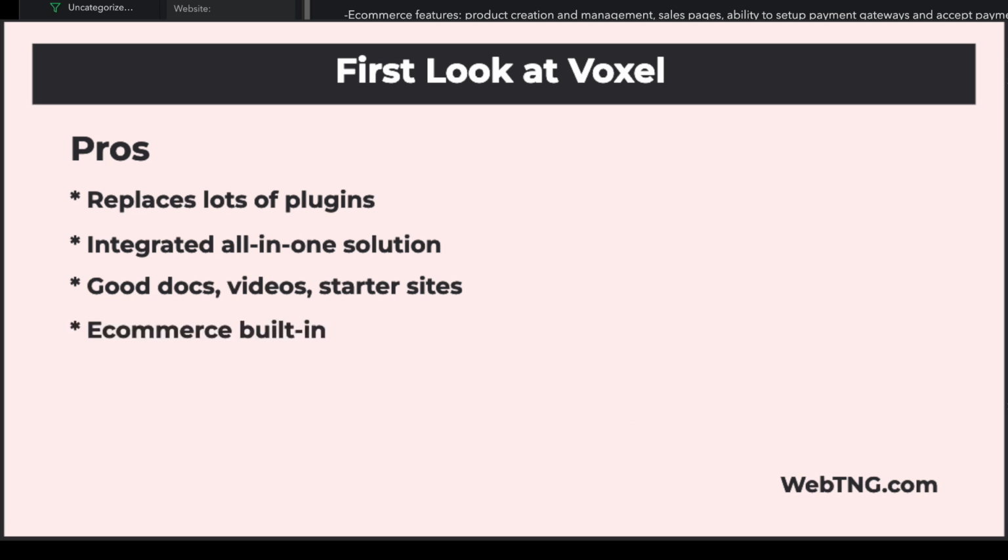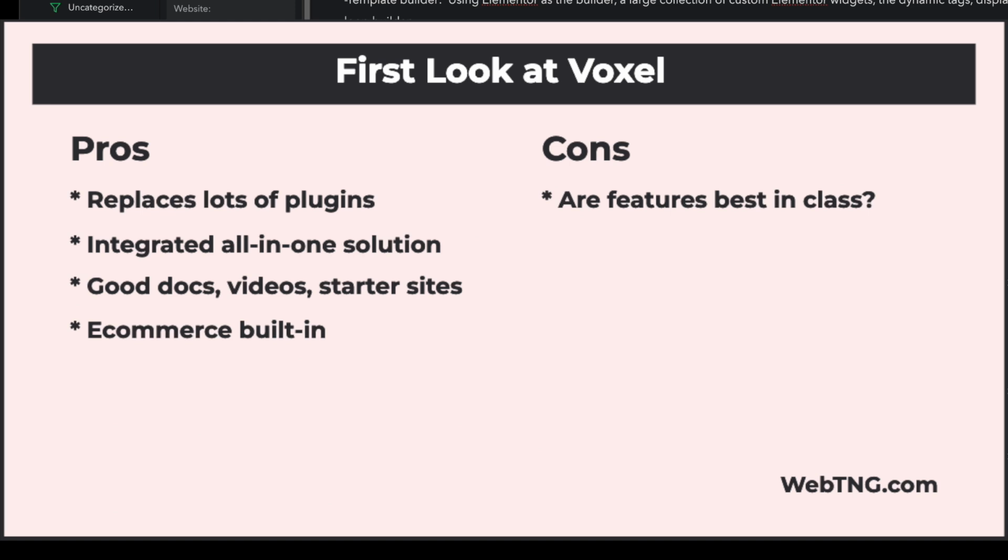Having an e-commerce solution built in is a big plus. That's often a stumbling block or one of the harder hurdles for site builders. If we look at some of the potential cons, even though it has a lot of features, they may not be the best in class or the ones you want to use. For example, maybe you have your e-commerce set up already using SureCart, or maybe you already own a large number of WooCommerce add-ons that cover edge cases that you need to take care of.